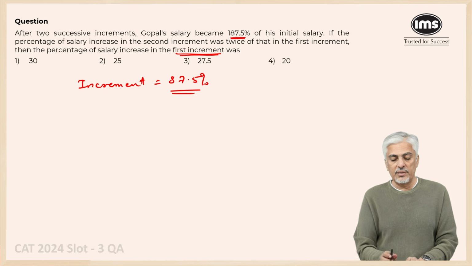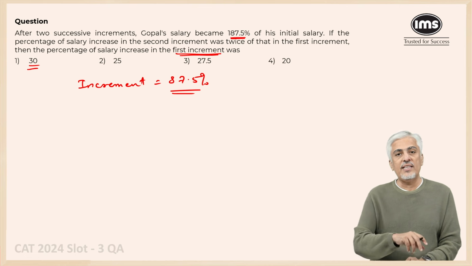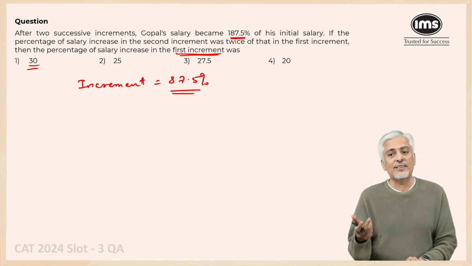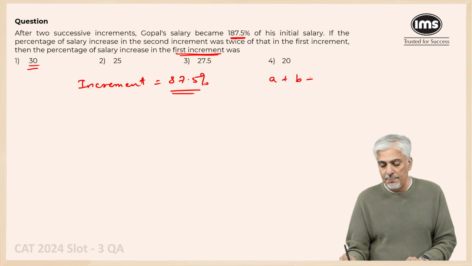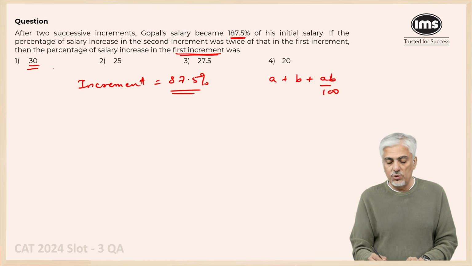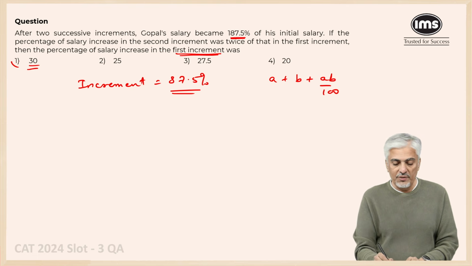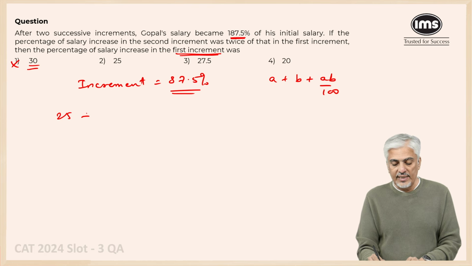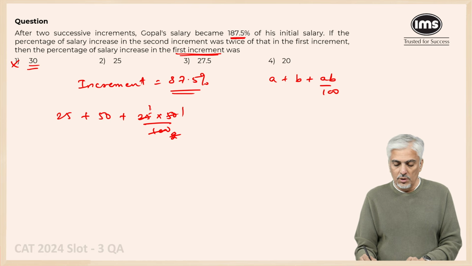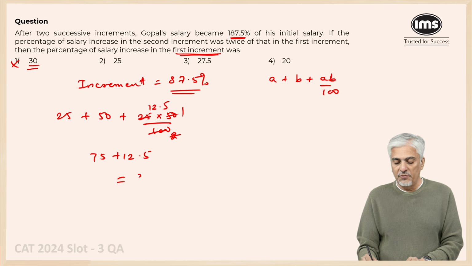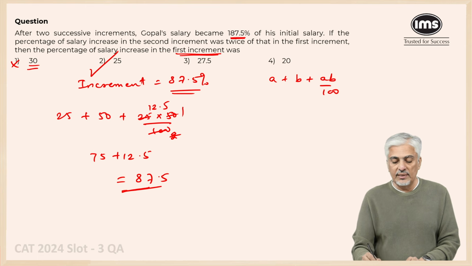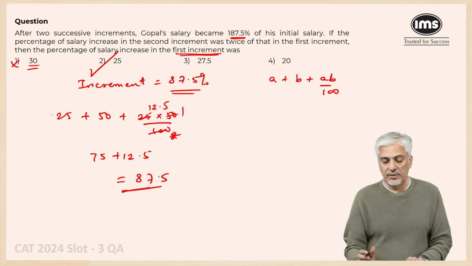If I go via options, if I take 30 as the first increment, I'm going to use successive percentage change, A plus B plus AB by 100. If I use 30 as the first, the second is 60. So it already goes above 90. So no point of even checking. With 25, the second is 50 and the third will be 25 into 50 upon 100. So what do we get? 75 plus 12.5, which is perfect, 87.5. Answer is the second option. No need to even check anything further.